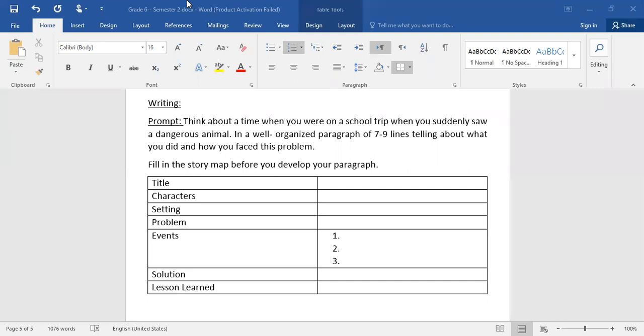Miss? Yes. Can we start the paragraph directly or do we have to write the table? No, write the table. I told you about half an hour ago that you use the story map. Now, if you didn't write the table, start writing your paragraph. It's okay. But in the exam, if I tell you to fill in any graphic organizer, please fill it in, because it's graded. Okay.